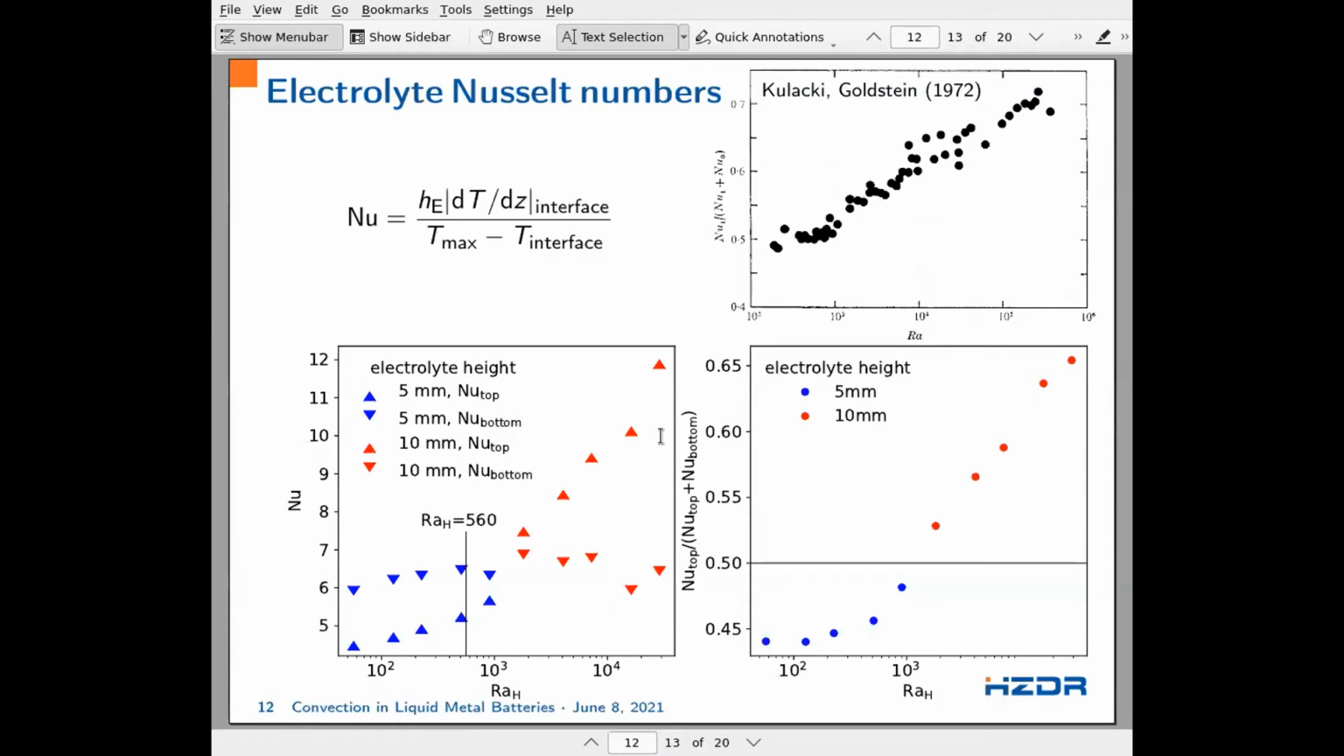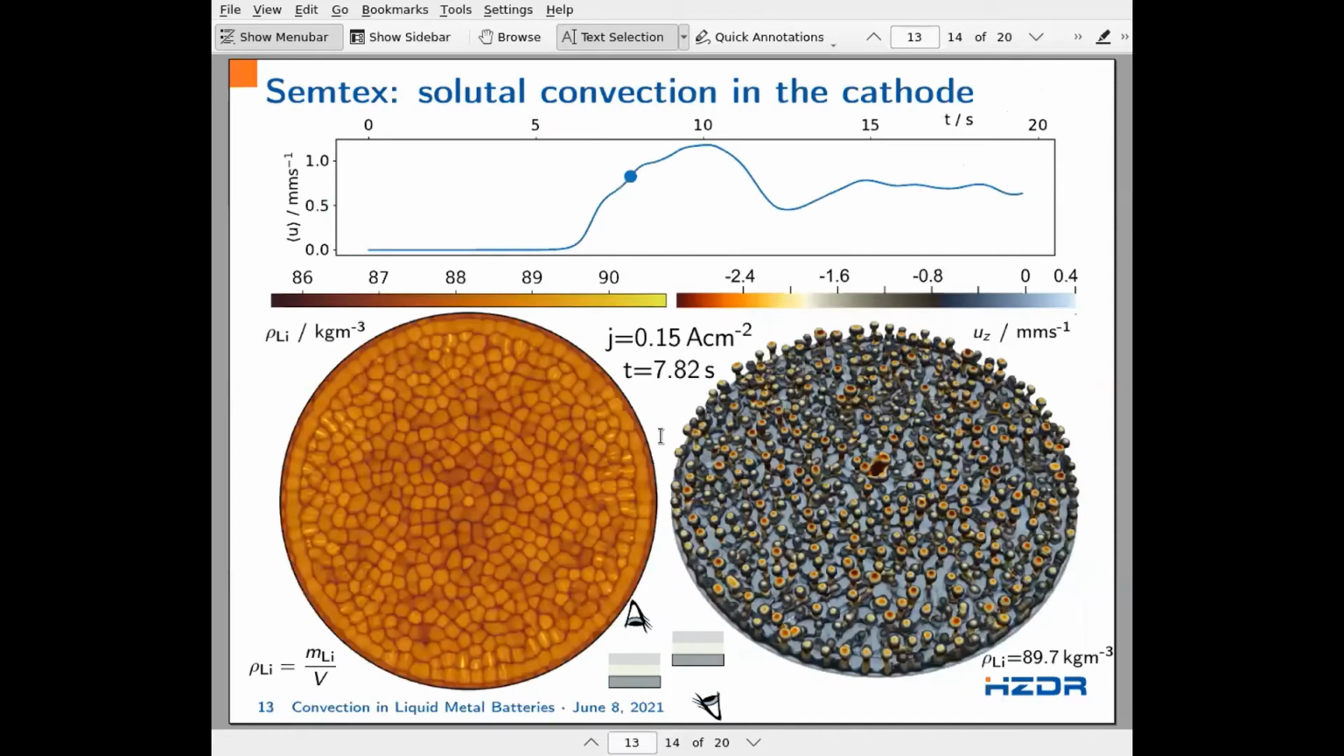And this can also be seen in the electrolyte Nusselt numbers at the top and bottom. For the low Rayleigh number, viscous coupling driven regime, the Nusselt numbers at the bottom boundary are higher than the Nusselt numbers at the top boundary. That's quite unusual. But switching to the thick electrolyte, we go back to normal, where the upper boundary Nusselt numbers are higher than the lower boundary Nusselt numbers.